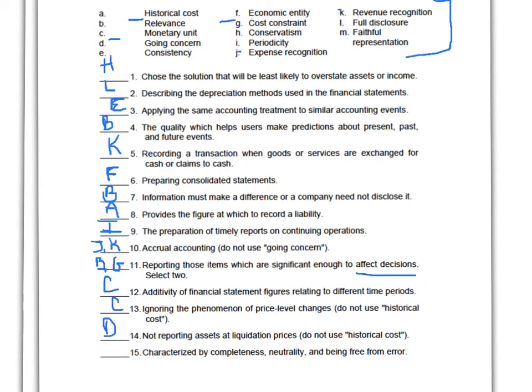Number 15, characterized by completeness, neutrality, and being free from error. What we're really talking about here is the overall concept of faithful representation. That is M.